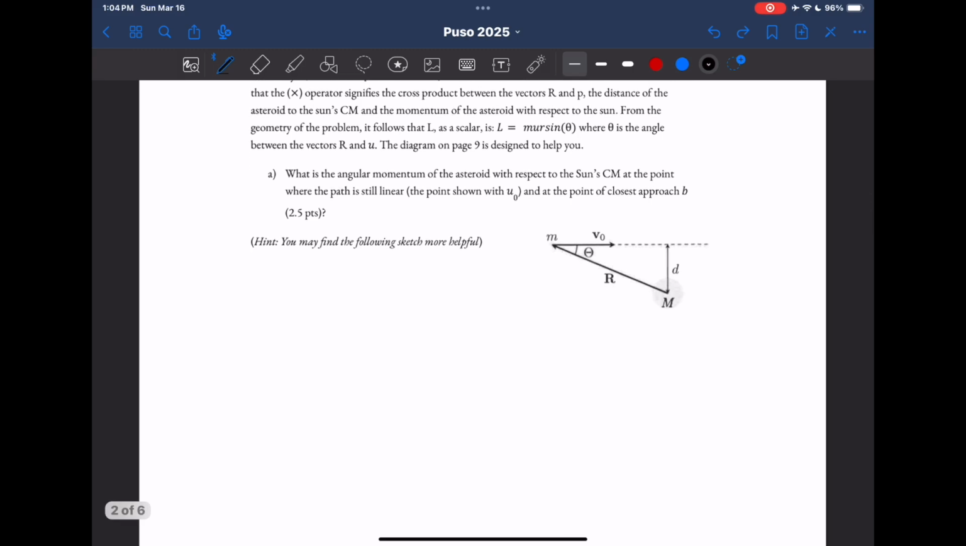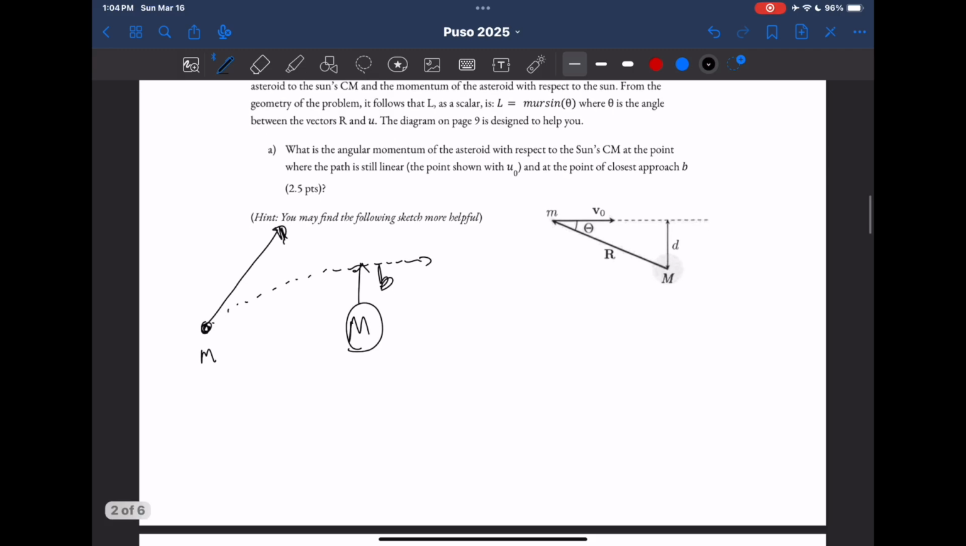Okay, so this diagram's right here. To express it again, we can say we have a little mass m here and a big mass M here. This is our theoretical path, and this is our linear path, right? And so we can write b here.